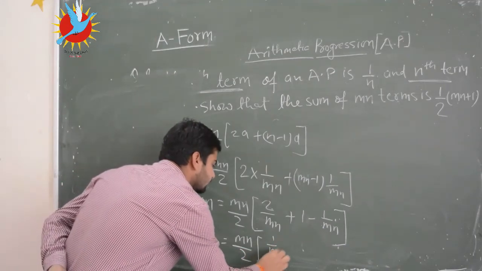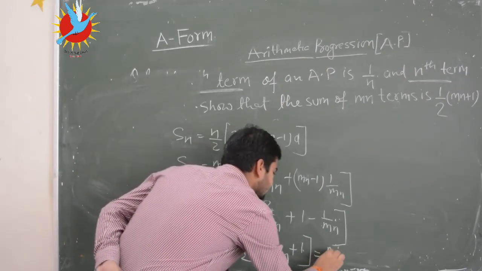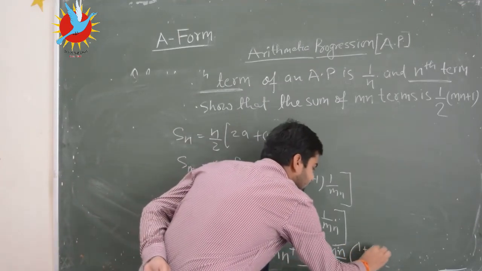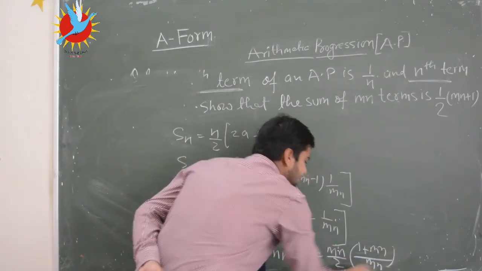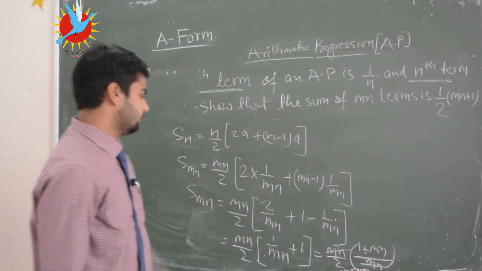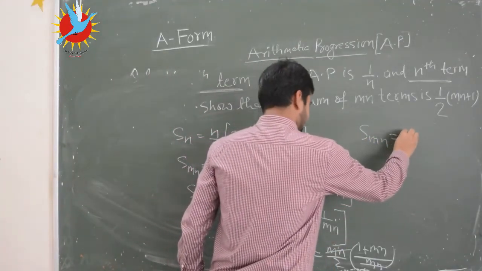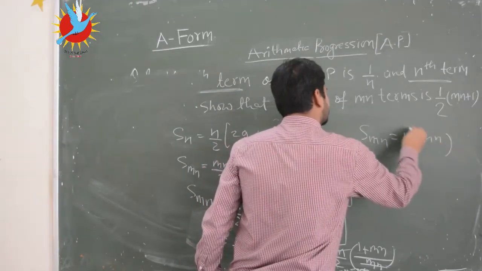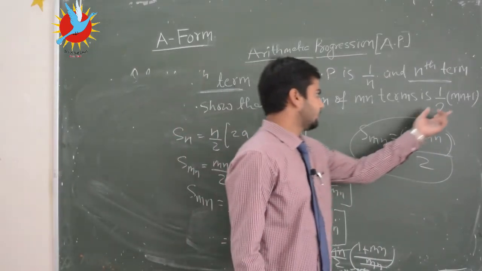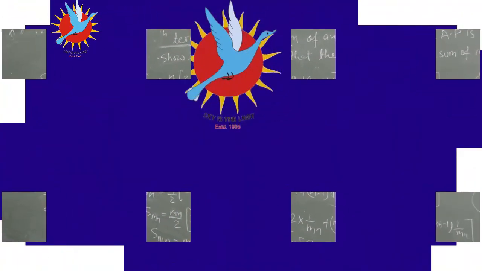(1 upon mn plus 1). Solve this, so it will be mn by 2 into, take mn as LCM, so here it will be (1 plus mn) by mn. So in numerator and denominator we have mn, so it will get cancelled out, and we will finally get Smn equal to (1 plus mn) by 2, and we have to show this Smn is equal to (mn plus 1) by 2. Here we got (1 plus mn) by 2, that is the same. So this was the problem.